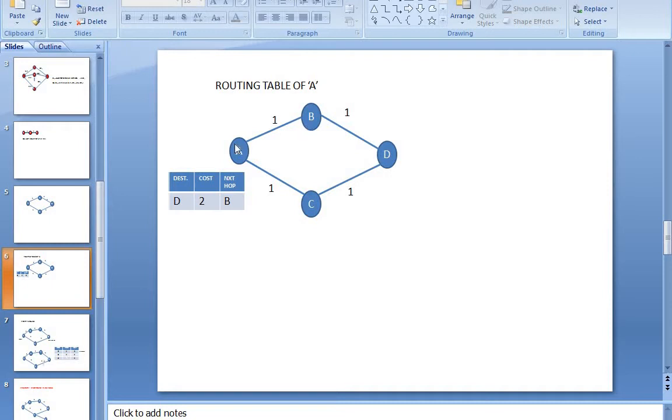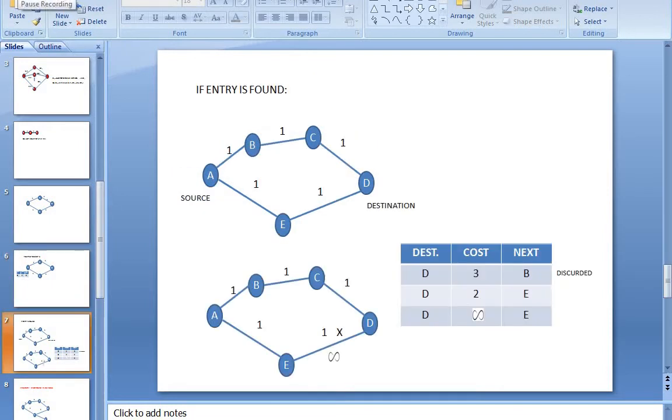Next hop is the source because A was the source. When a record arrives, the router searches for the destination address in the routing table. If the entry is found, if the record cost plus 1 is smaller than the corresponding cost in the table, it means the neighbor has found a better route.